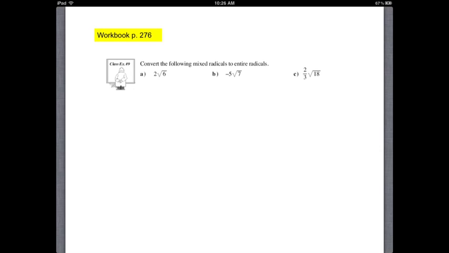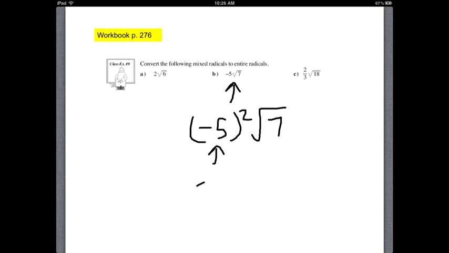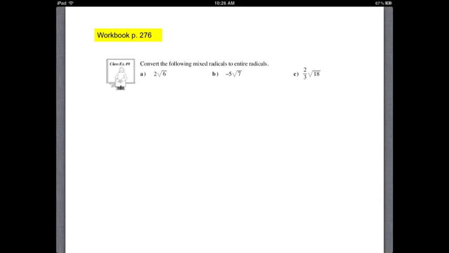One thing to note about entire radicals and mixed radicals and switching back and forth is that they have to remain equivalent. For this one right here, it would be tempting to square that -5 in order to fix this one up, but unfortunately when you do that, you remove the negative sign, so that would end up being positive 25. Once you've got that, it's no longer equivalent. So you have to treat that negative separately.